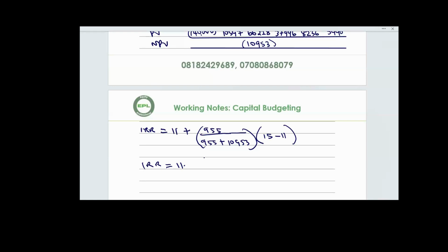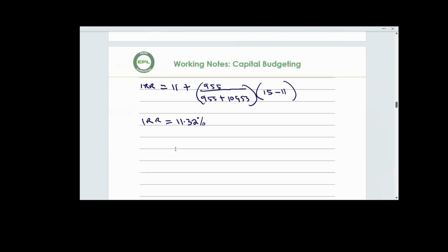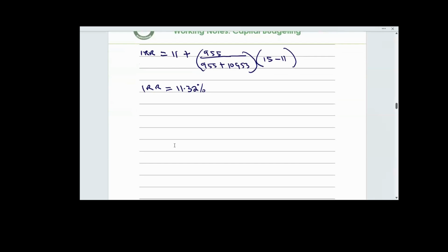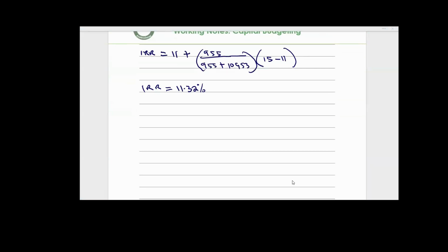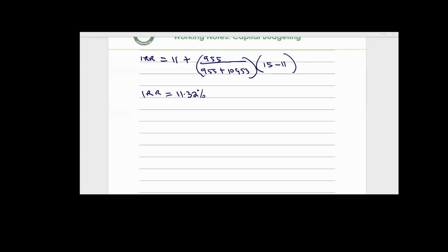11.32. 11.32%. Okay, let me just reconfirm that. Yeah, correct. Then the last requirement, in requirement number A, you have to calculate the discounted payback period.